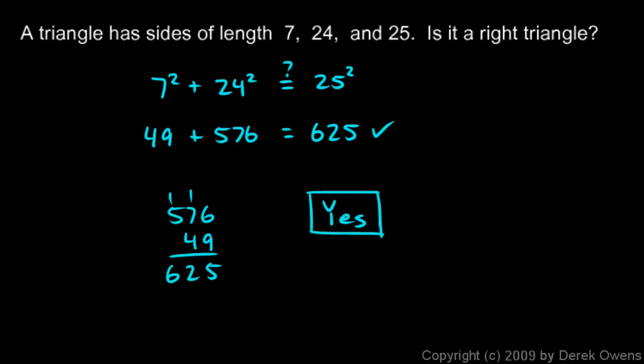So those are just a few quick examples showing that we can use the Pythagorean theorem to determine if a triangle is a right triangle. Again, the Pythagorean theorem says that if it is a right triangle, a squared plus b squared is equal to c squared. But the converse of the theorem is also true. That is, if a squared plus b squared equals c squared, then it is a right triangle. So we can use the theorem, think of it in either direction. And so you can use it to determine if three particular lengths do in fact form a right triangle.